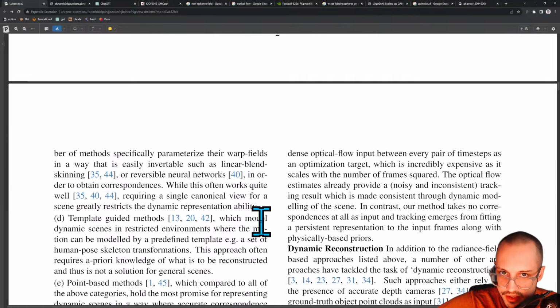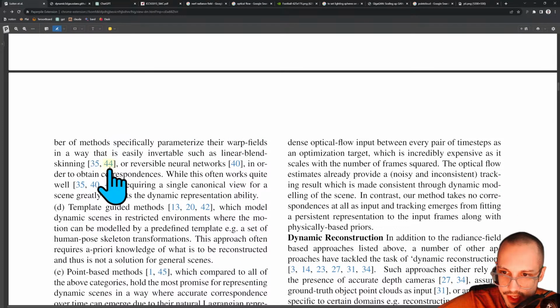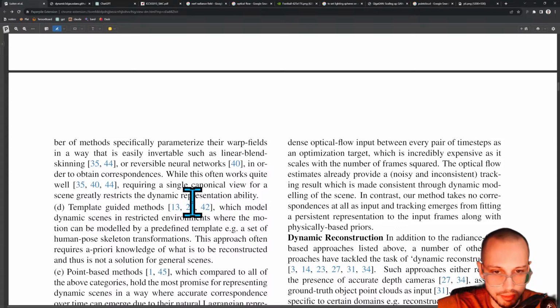A number of methods specifically parameterize their warp fields in a way that is easily invertible, such as linear blend skinning or reversible neural networks, or in order... What is a reversible neural network? Oh, is that the one that... I think we might have actually read that. While this often works quite well, requiring a single canonical view for the scene greatly restricts the dynamic representation ability.